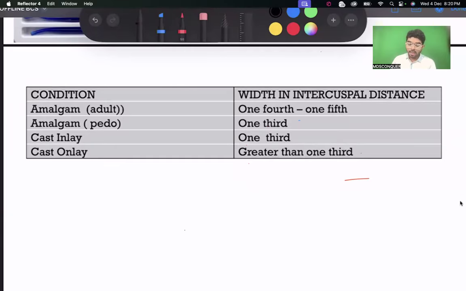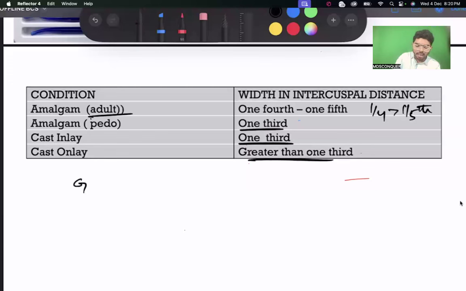Now coming to the width of the different types of restorations, in comparison to the intercuspal distance. In the case of amalgam in the adult, it is 1/4 to 1/5, preferably 1/4 is the best option if both are there. In the pedo, it is 1/3, in the inlay it is 1/3, and in the onlay it is greater than 1/3. Can anyone tell me what this value is for direct filling gold? Yes, very good. It is 1/5.